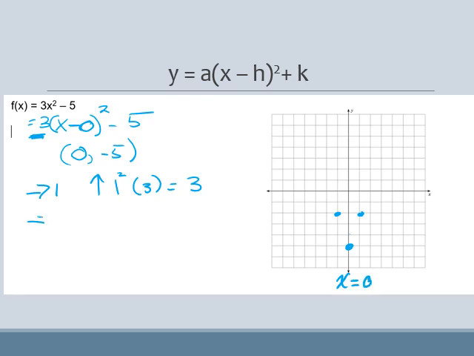Okay. Normally I go over 2 and I go up 2 squared, which is 4, and 4 times 3 is 12. So I don't know if I have enough room. Let's see. I go over 2 and I go up 1, 2, 3, 4, 5, 6, 7, 8, 9, 10, 11. What do you know? I have exactly enough room. So that 3 makes this really, really skinny.